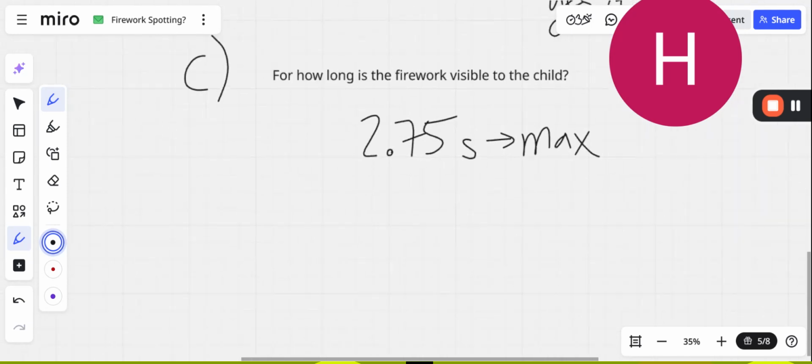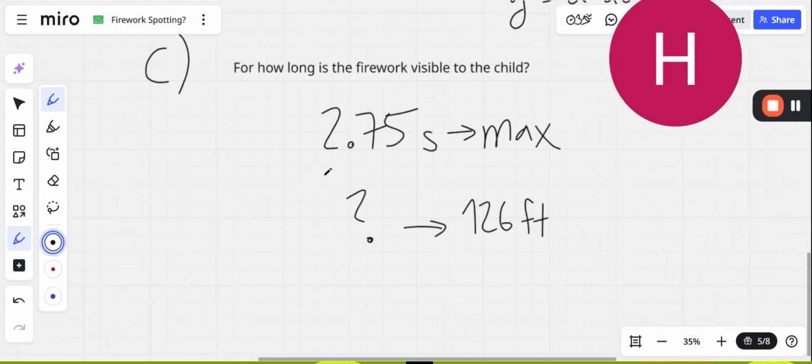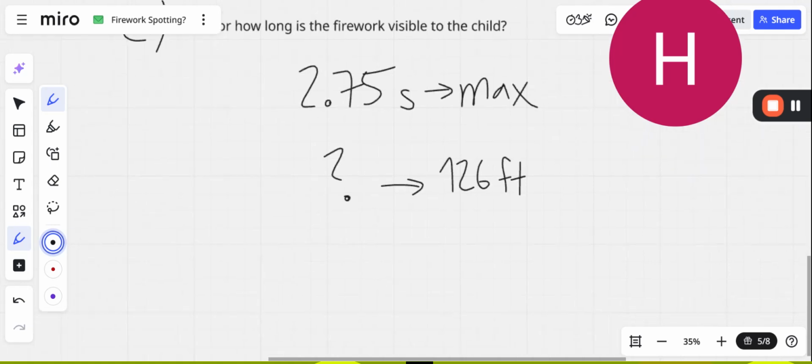So the question is, how long does it take to get to a height of 126 feet? That's when the kid can first start seeing the firework. And then we can subtract those times, that little gap in between, that's how much time we have. And it's going to be a split second. I'm guessing it's going to be like a quarter of a second or maybe even less.